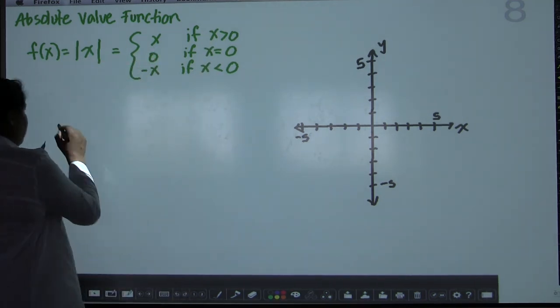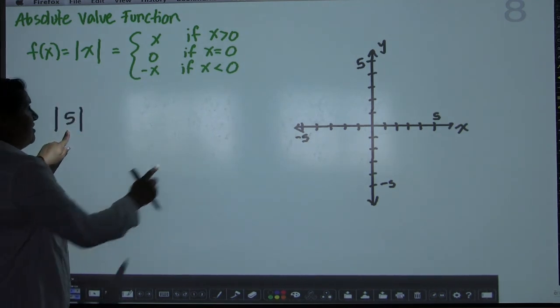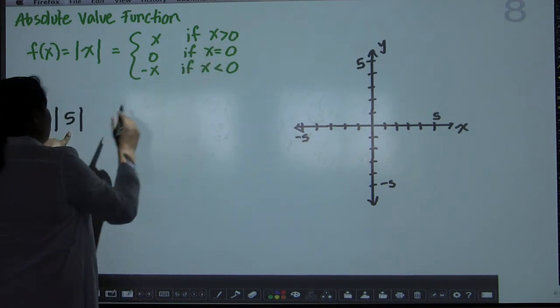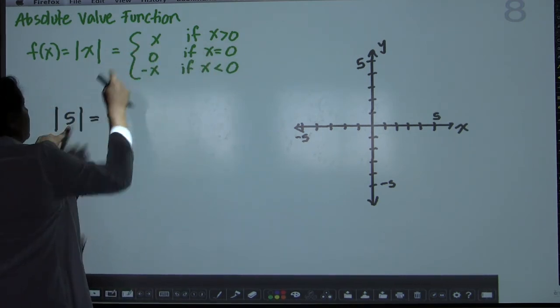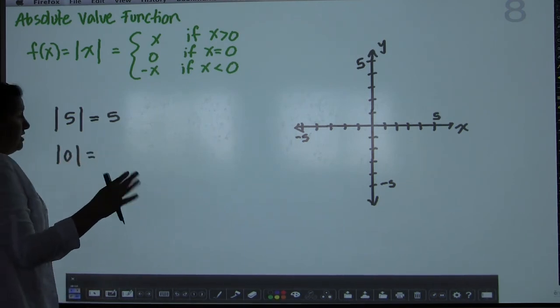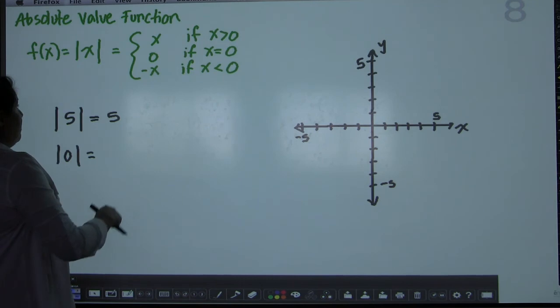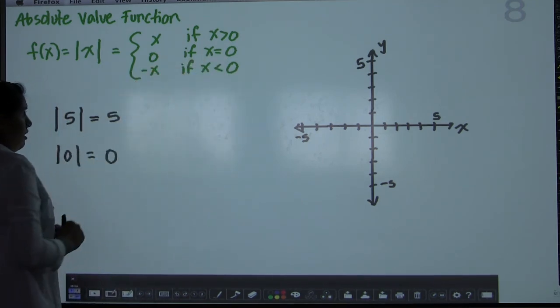In other words, if we look at the absolute value of 5, since 5 is a positive number, it's greater than 0, then we know that the answer is just 5, which is x itself, okay? We know that the absolute value of 0, which is neither positive nor negative, it's just neutral, is 0, since if x equals 0, it's going to be 0. We know that already too.